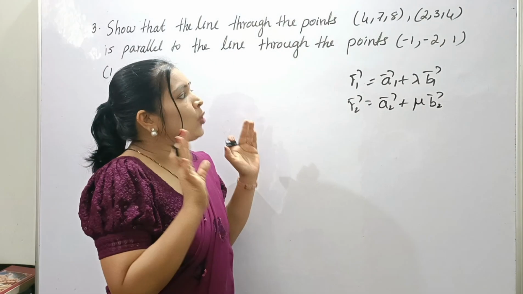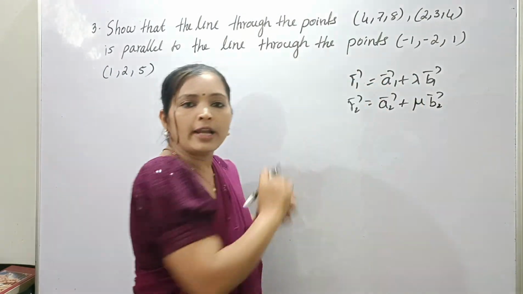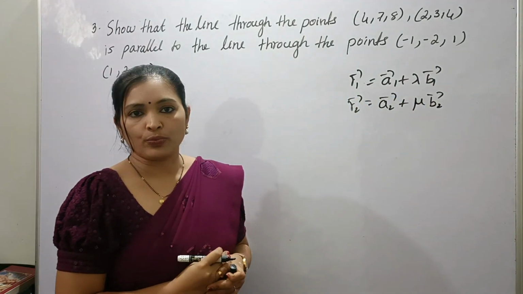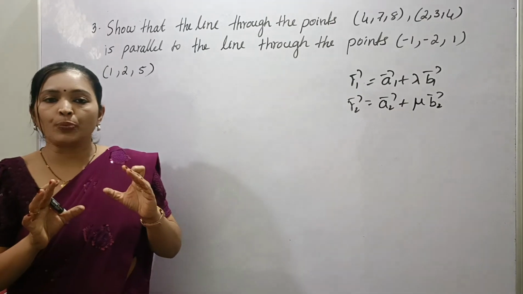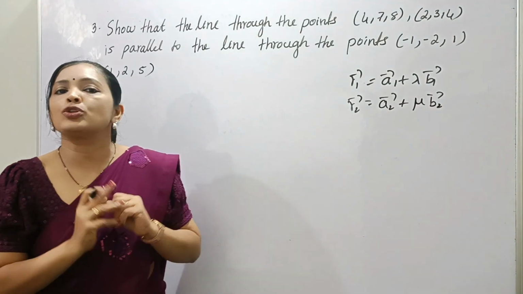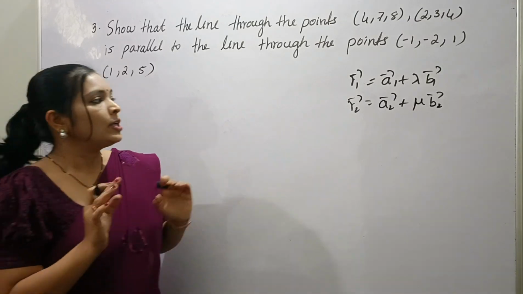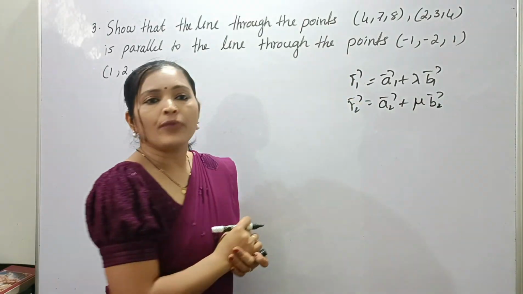Okay, and here we know that vector r1 is parallel to vector b1, and vector r2 is parallel to vector b2. Here we have to prove vector r1 is parallel to vector r2, that is, these two lines are parallel. So suppose vector r1 is parallel to vector r2.